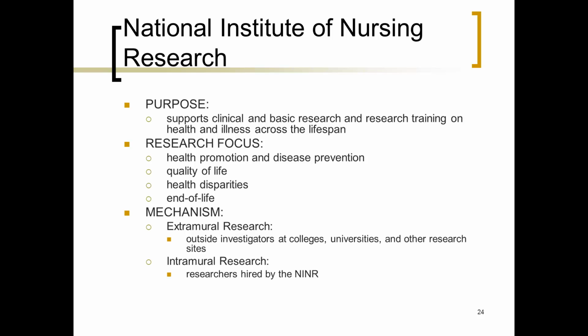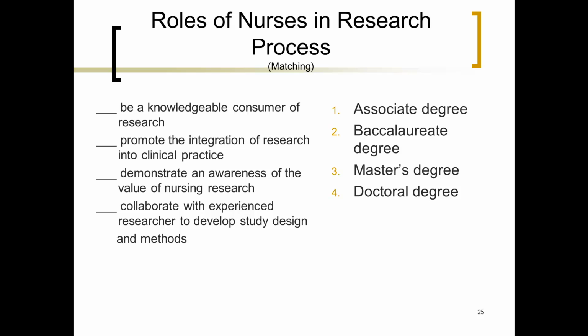So at the beginning I talked about the National Institute of Nursing Research. The purpose is to enhance research in general and training in research to improve health and illness across the lifespan, focus on health promotion and disease prevention, the quality of life, health disparities, and end-of-life issues. And the way they do this is to provide information and also money to researchers to help them develop their research and their experience in research.